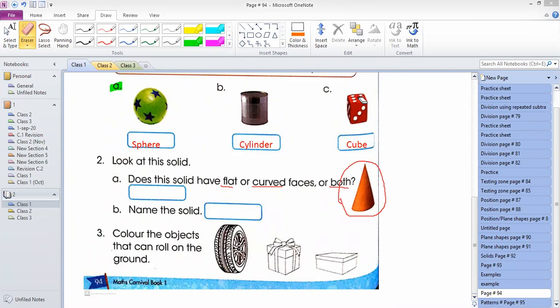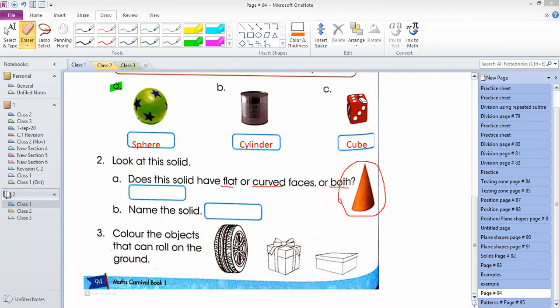Arshman, flat, curved, or both? What should I write in the blank? So your answer is wrong. Muhammad Momin, very good. Rayan, tell me the answer of one first. Sami Hijazi, good. Arshman, now it's good. Your answer is correct now.